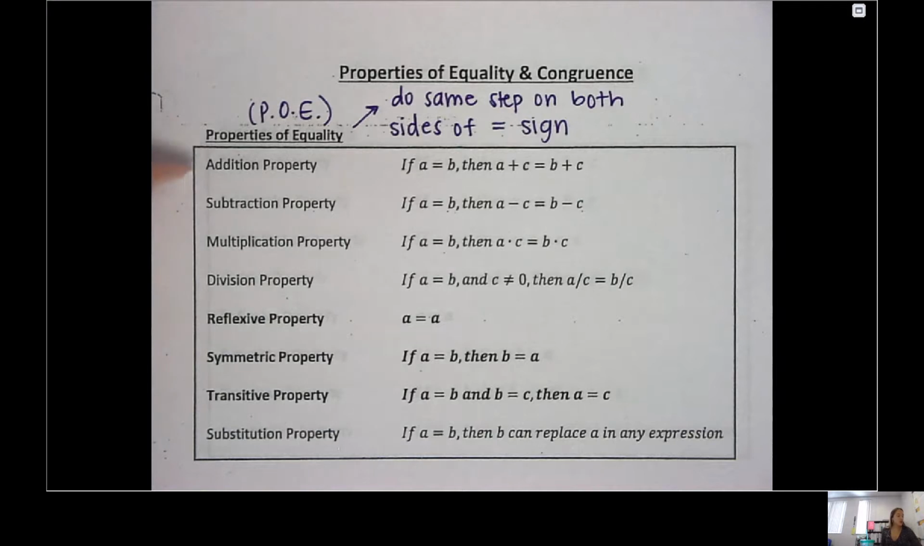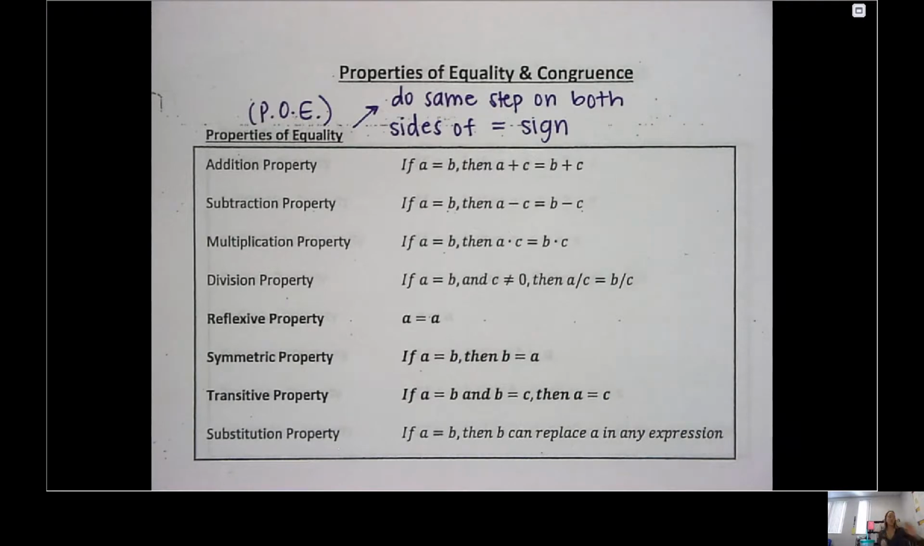Now, these first four are super simple, right? If you add on both sides of the equation, that's the addition property. If you subtract on both sides of the equation, that's the subtraction property. And so on and so forth for multiplication and division. That's all that those first four are, and those are the ones that we use the most.